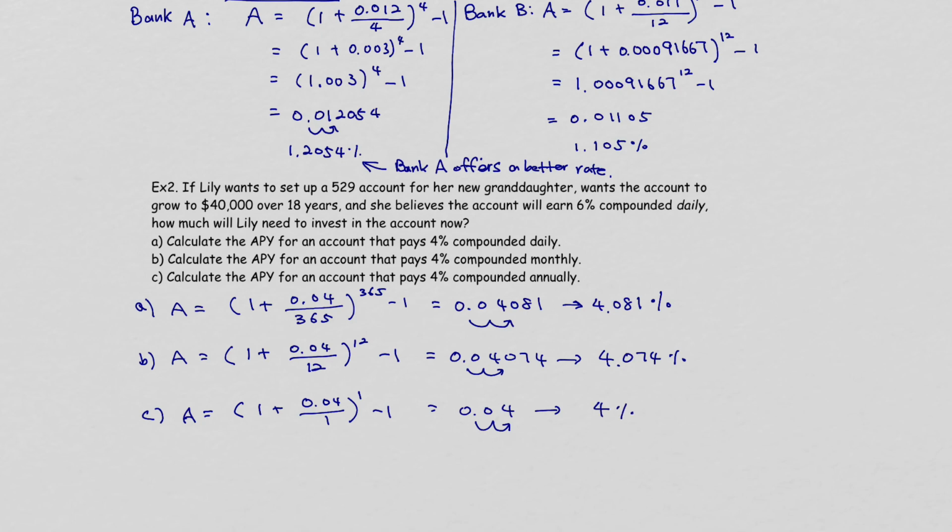So it's not really a big difference, but you can tell that the first one, daily, will give you a better percentage return than if you're compounding annually.